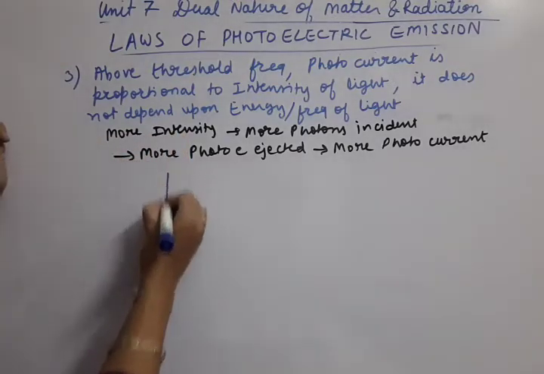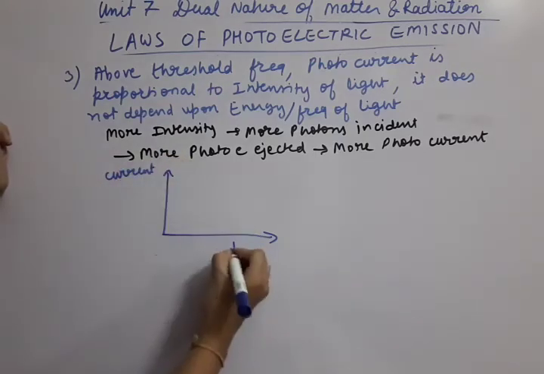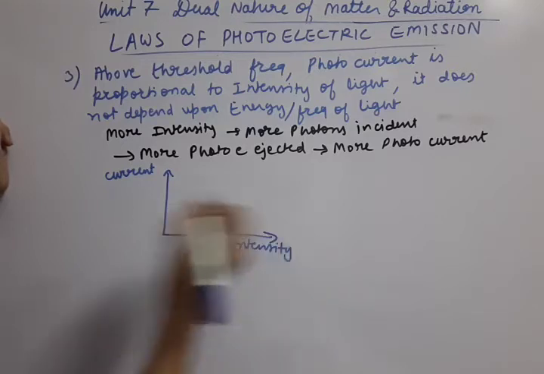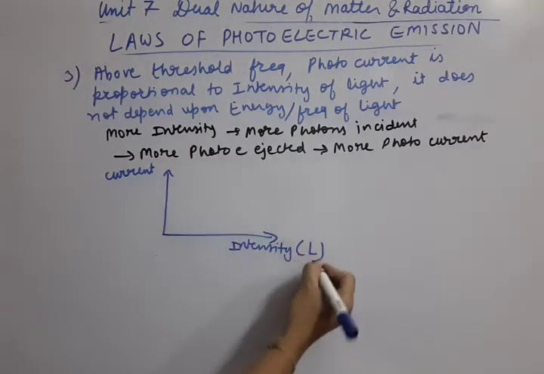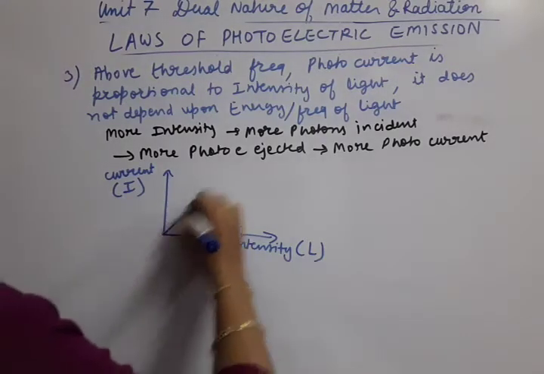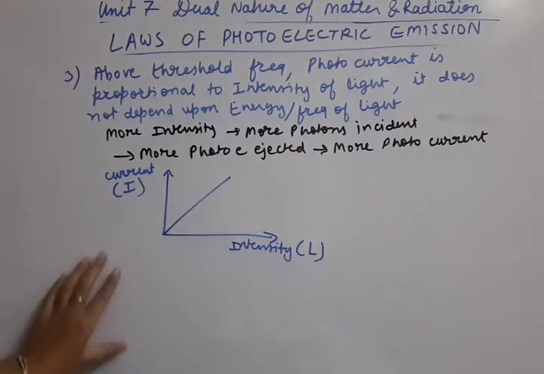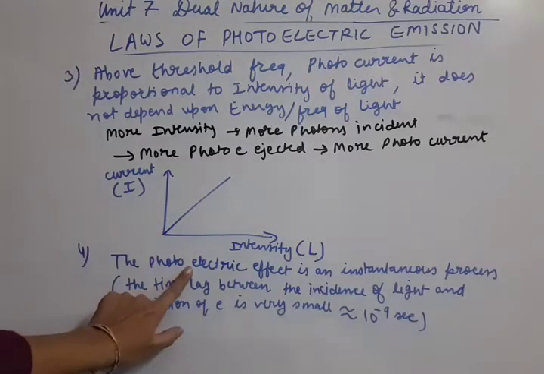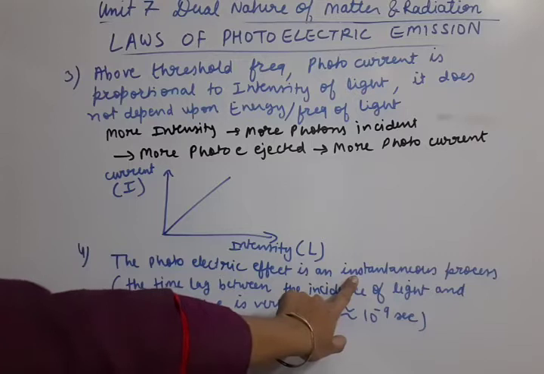So this we can easily discuss in the form of a graph. If the graph between current and intensity is required to be drawn, the intensity symbol is written as I, light intensity. The graph is a straight line, just showing the proportional relation. So this is the idea about the photocurrent graph. Next point is about the nature of the photoelectric effect in terms of time duration. The photoelectric effect is an instantaneous process. Instantaneous process means that it is a very fast process.